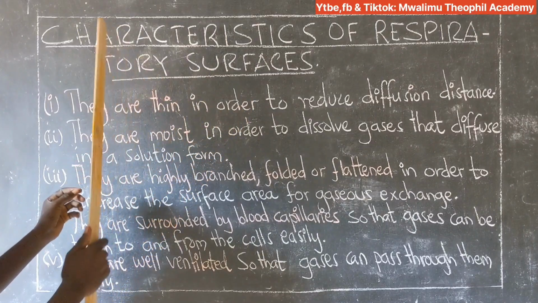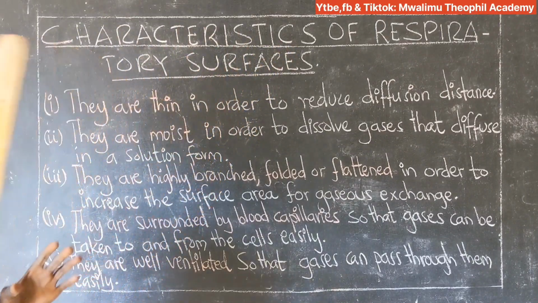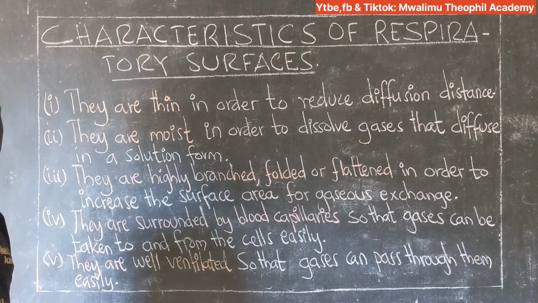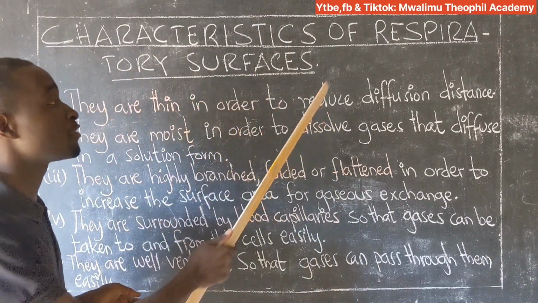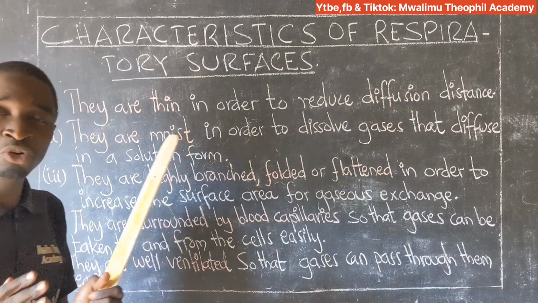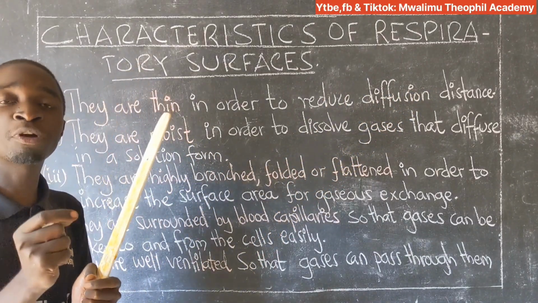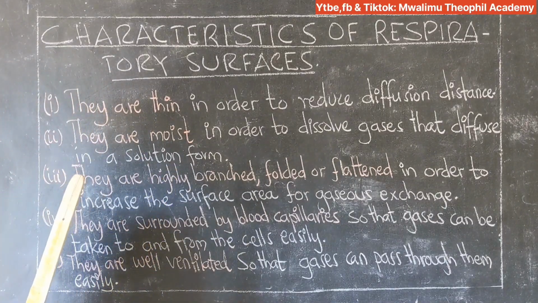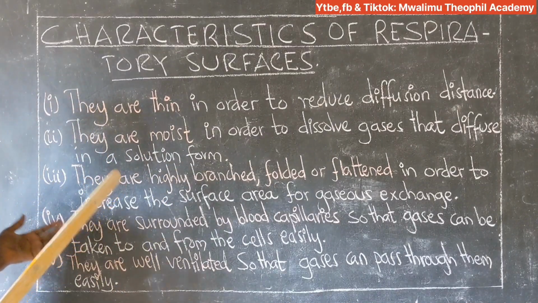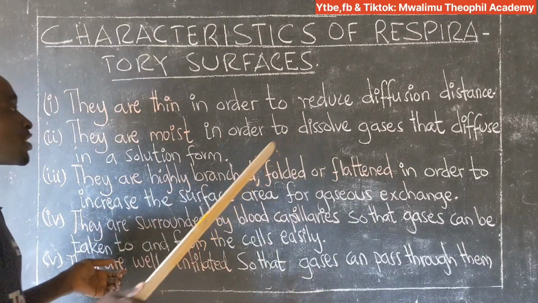Okay, let's see characteristics of respiratory surfaces. Respiratory surfaces have different features. Feature number one, they are thin in order to reduce diffusion distance. As you know, when they are thin, it means that it takes a short period of time for gases to cross respiratory surfaces.